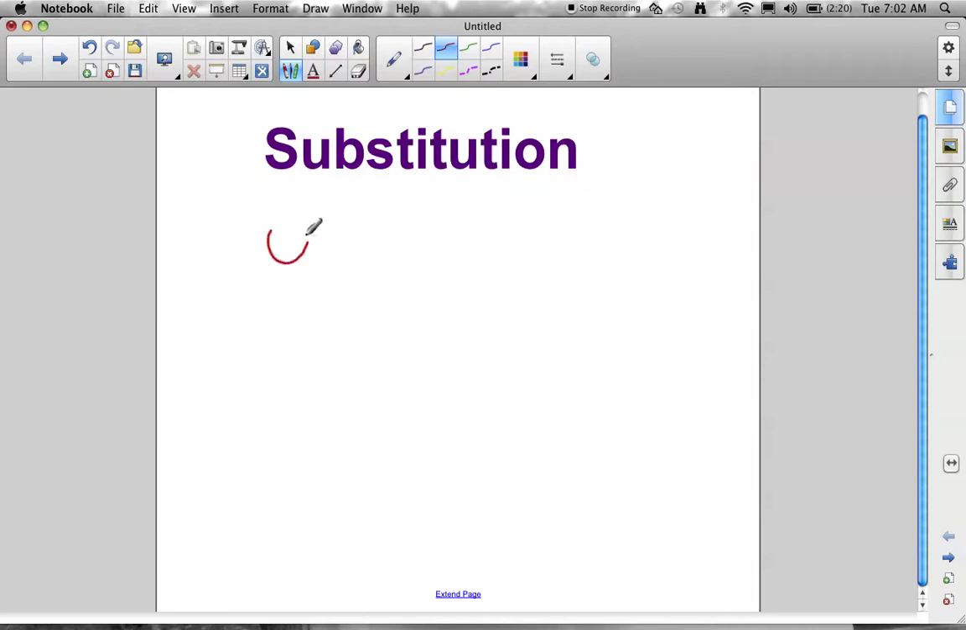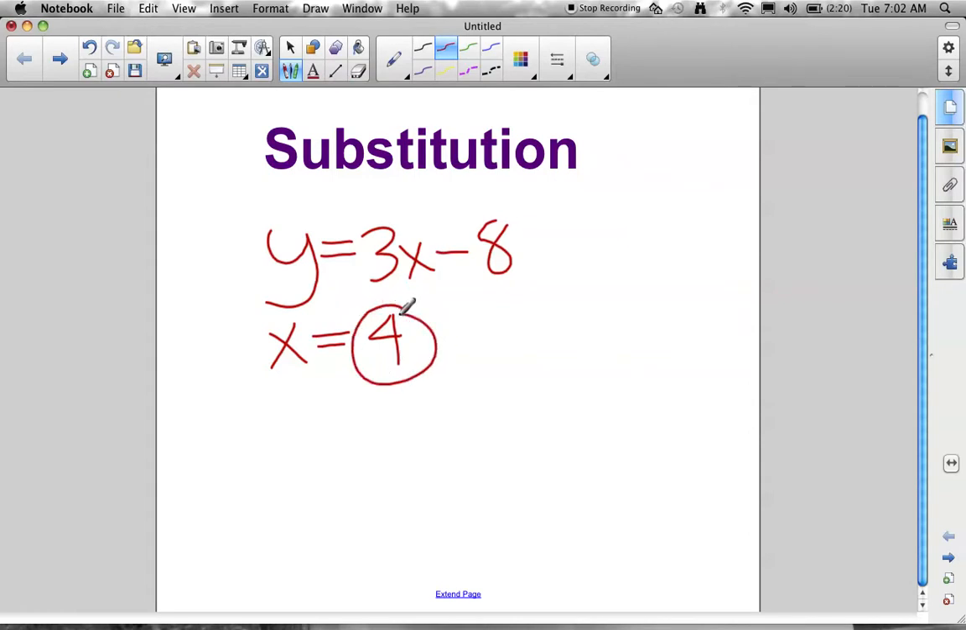There we go. Let's say you have y equals 3x minus 8, and I tell you that x equals 4. In the past, what have you done? Well, you've taken this 4 that represents x, and you've plugged it into the other equation to solve for y. So here's how that looks.